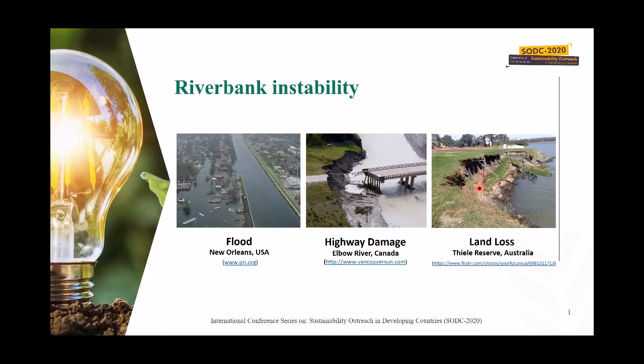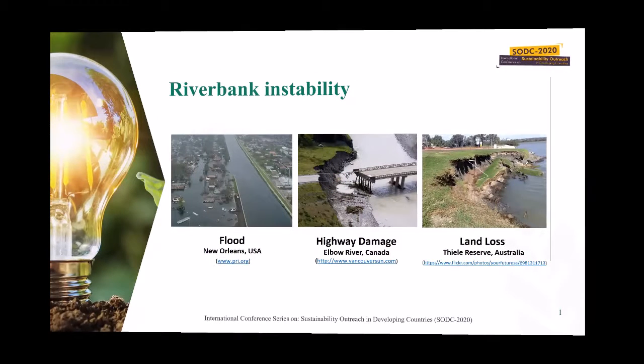So how can we control the riverbank instability? The answer to this question comes from the reason of the riverbank instability. That can be the high flow velocity that erodes the riverbank material and causes riverbank failure. Therefore, if we can control the velocity along the banks, then it can help to improve riverbank instability.